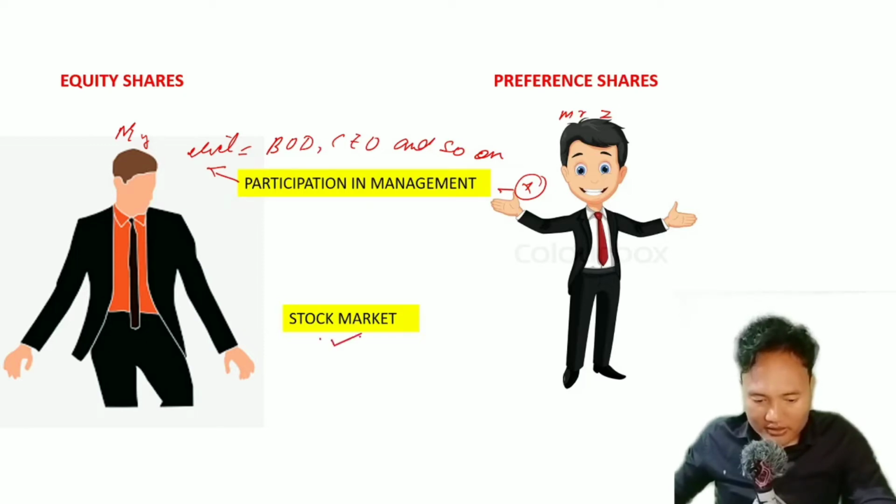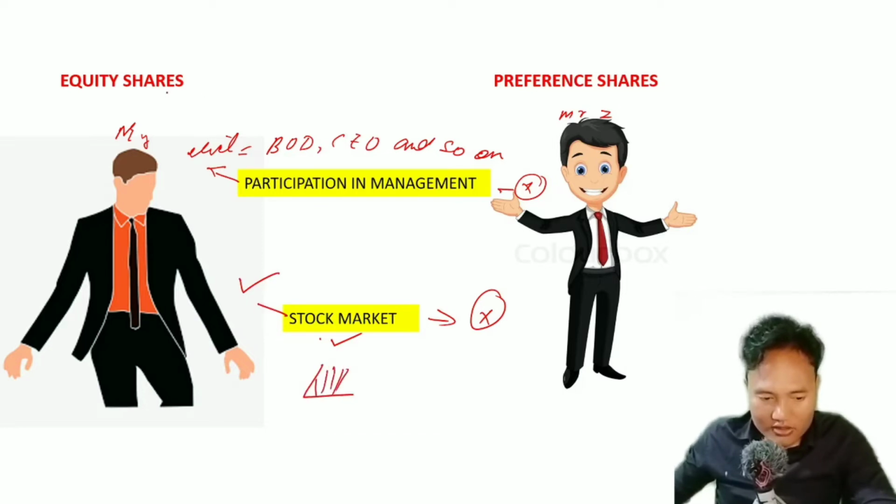The next point is stock exchange. The preference shares are not traded at stock exchange, okay? Whereas the equity shares are traded at stock exchange. It means in stock exchange the equity shares are always traded. It means the buying and selling of equity shares takes place in the stock exchange, whereas the preference shares do not have any preferential right to be traded on stock exchange.